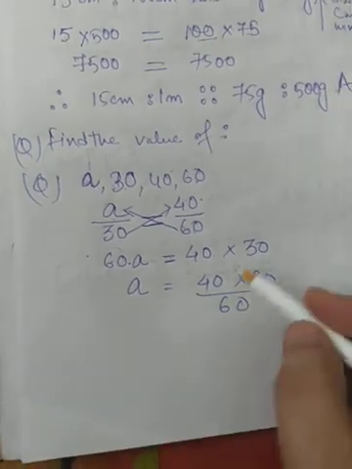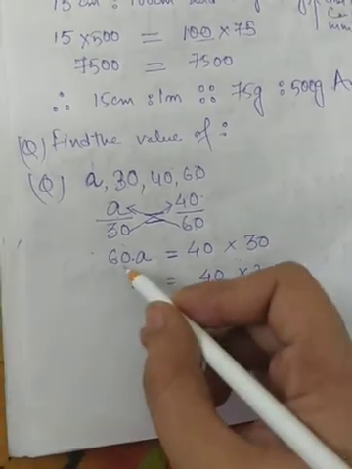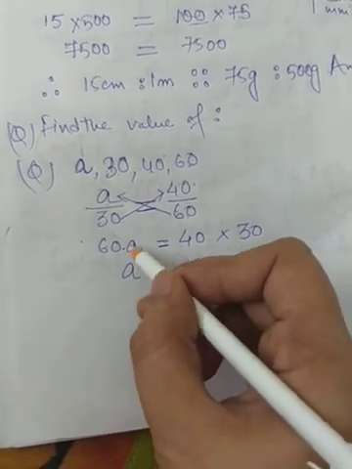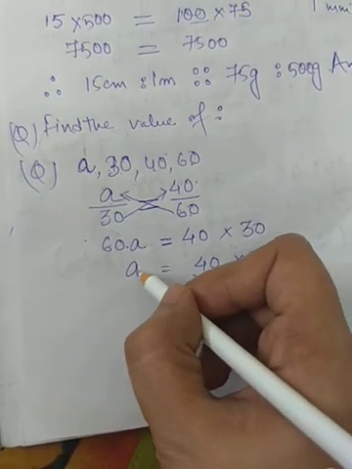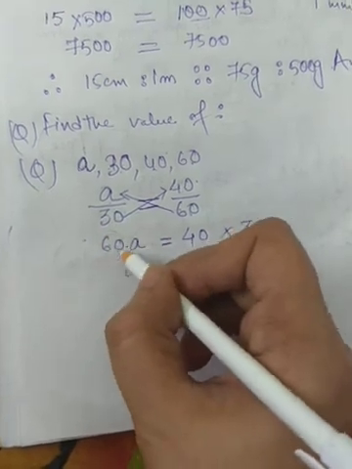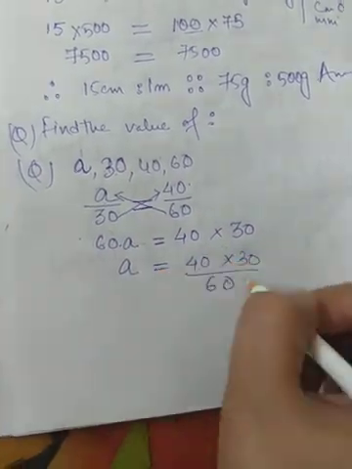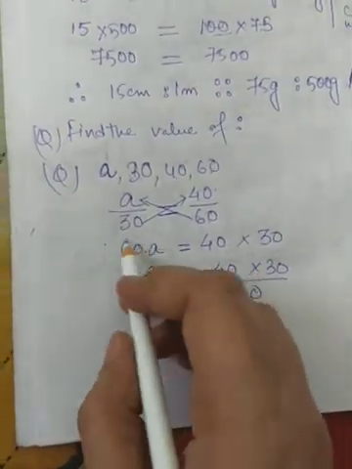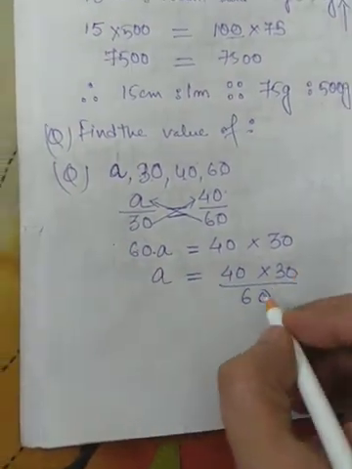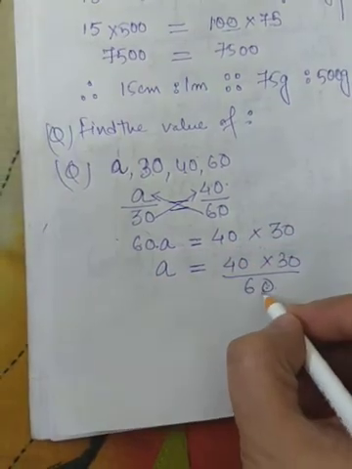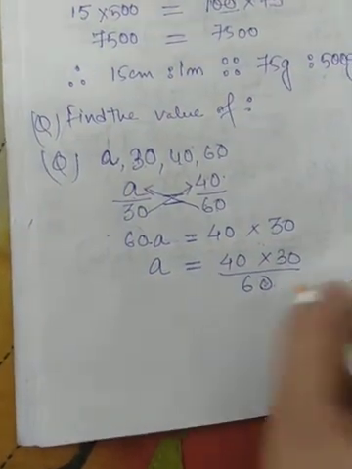Clear? Why are we putting this 60 over here? Because this is in the multiplication form, 60 into A, and we need to take out the value of A. So we are sending the 60 to the other side of the equal to sign, other side of the border. If we send this to the other side of the border, then we have to change the sign. This is multiplied form. This will come here as division form.